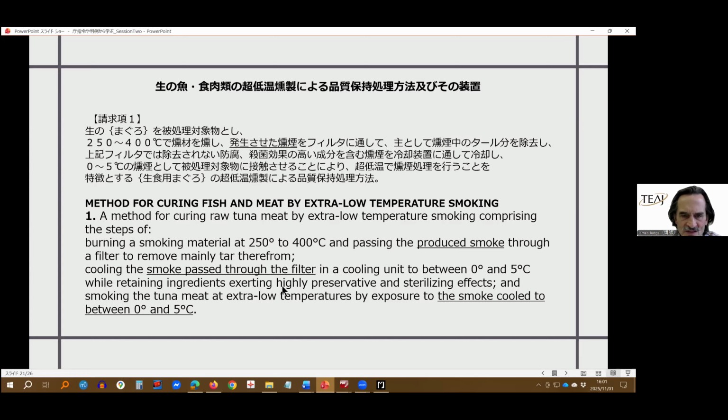for 接触させる, they just used exposure. I guess that's the same. Exposing it to the smoke is the same as contacting it. But 冷却し、で、0から5セルシーの訓煙通して、この当細物に、対象物に接触させる。So the question is whether the smoke has been cooled and only has to have, it can only have already been cooled.